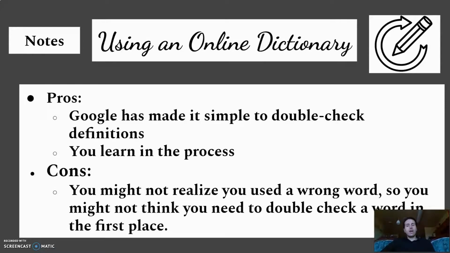You can use an online dictionary. The pros of that is Google has made it pretty simple to double check definitions and spellings and stuff online, and you also tend to learn more about new words in the process. The cons are you might not realize you use a wrong word in your essay, so you might not think you need to double check a word in the first place.